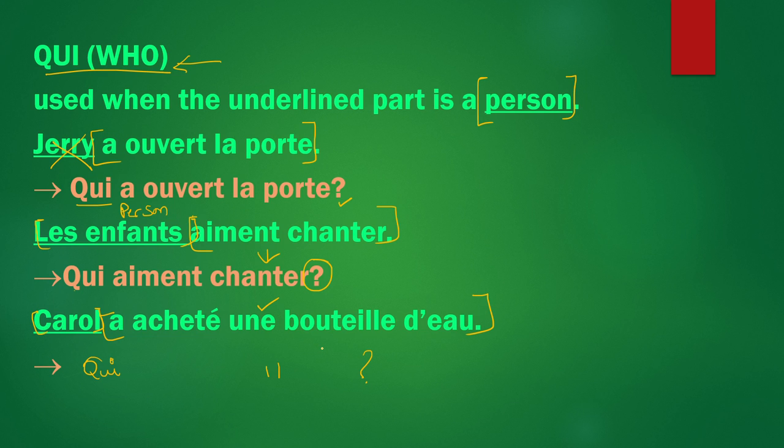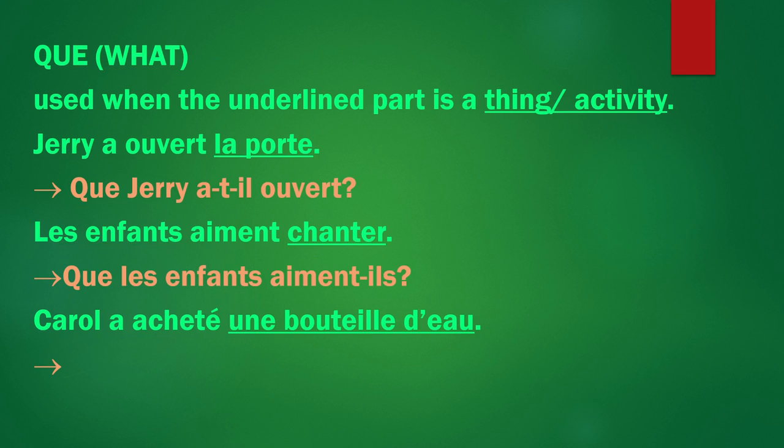So qui is the simplest question word. Now, the next one is que, which is what. You will use it when the underlined part is a thing or an activity. So this is your clue for que. I've taken the same sentences as the previous slide, but see what has been underlined now.